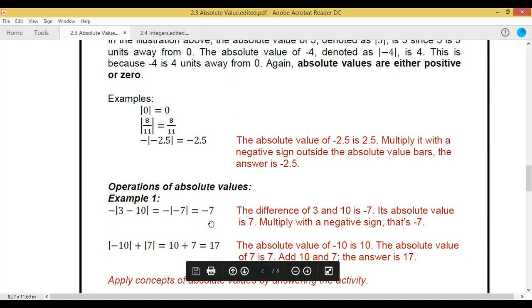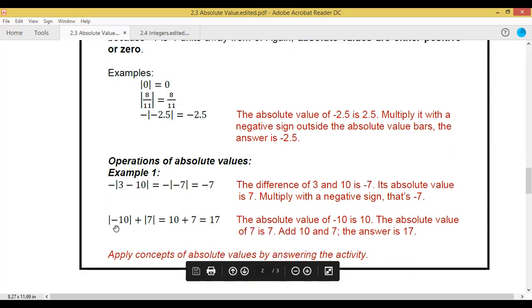Let's go to the next one. The absolute value of negative 10 is 10, plus the absolute value of 7 is 7. So 10 plus 7 is 17.